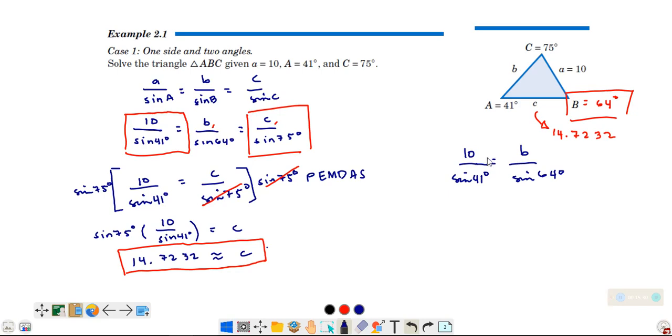We have 10 over sine 41 degrees and b over sine 64 degrees. We are going to follow the same procedure na ginawa natin dito. We have to get rid of sine 64 degrees. So we will multiply both sides by sine 64 degrees. Again, wala na dito si sine 64 degrees. You will be left with sine 64 degrees multiplied by 10 over sine 41 degrees, which is equal to b.